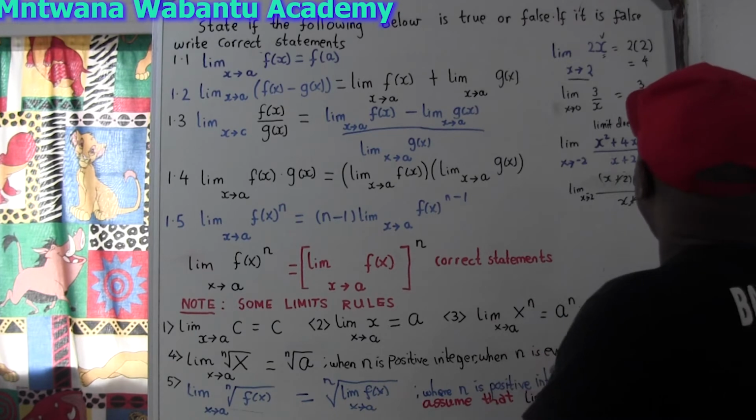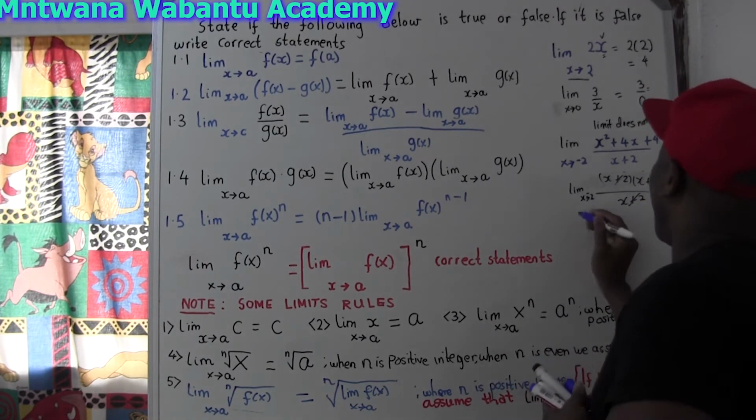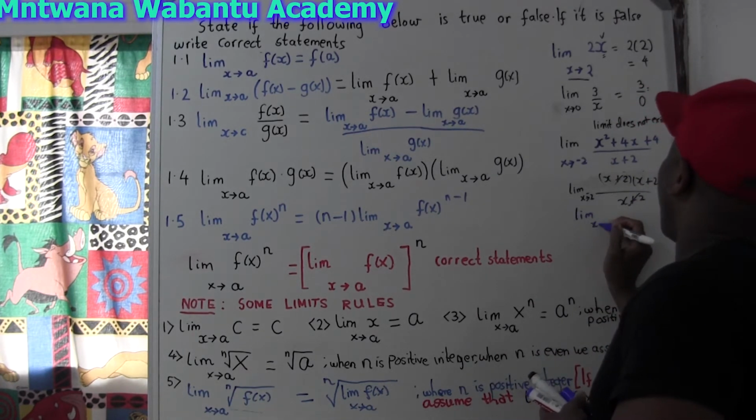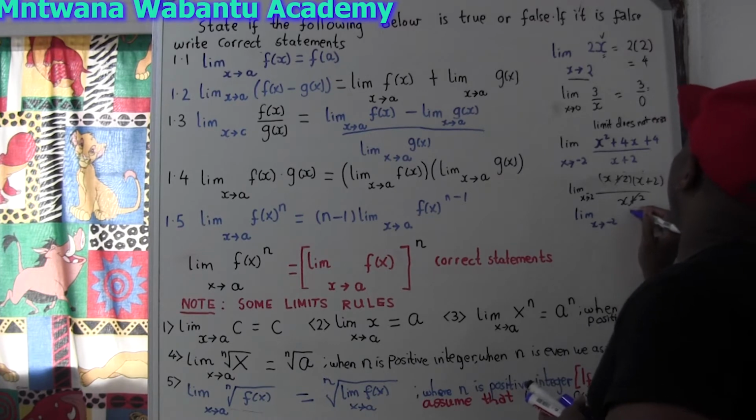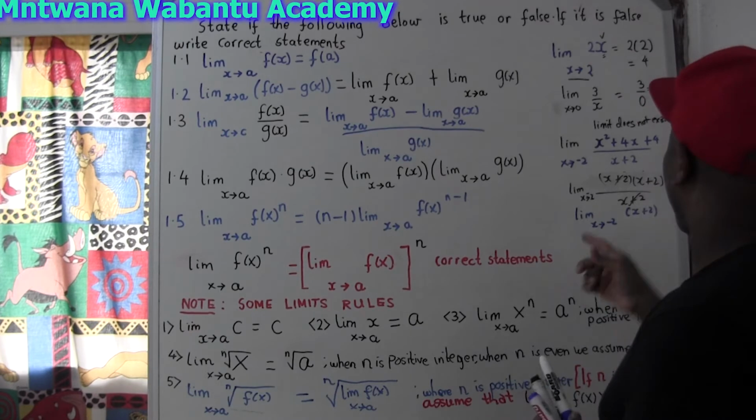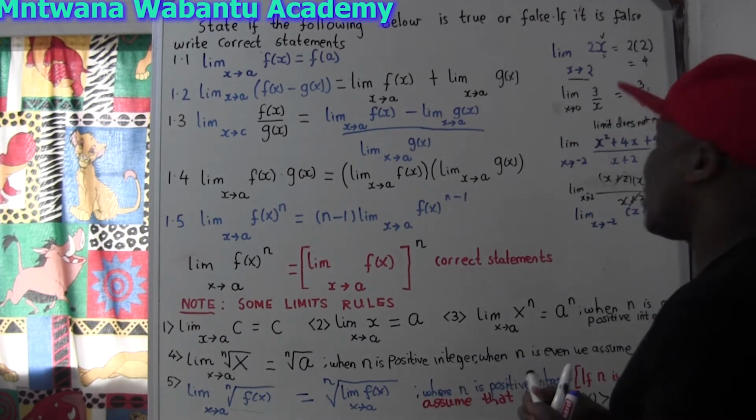So now, what we get here, see, this and this cancel because they're equal. So you still have your limit, x approaches -2. And then here on top, you have x plus 2. You know what I'm saying? And then now we're going to substitute. So when you substitute now, substitute our limit.